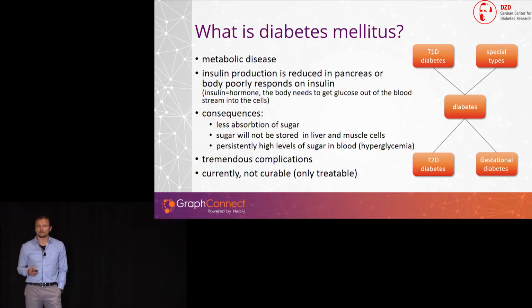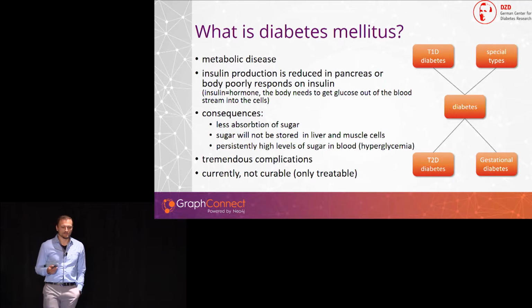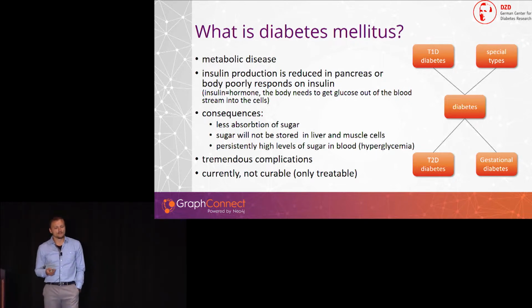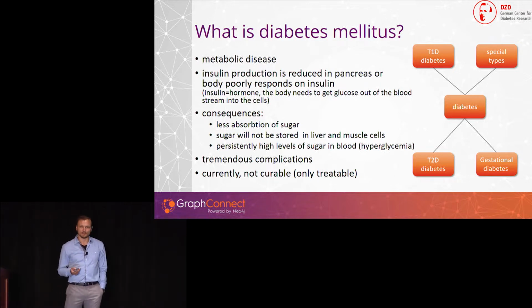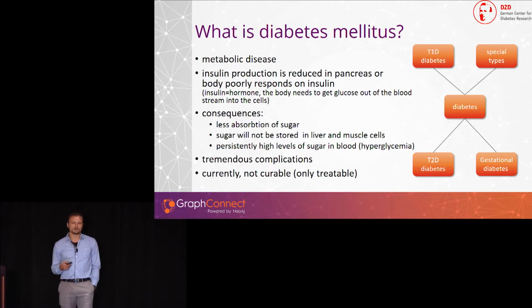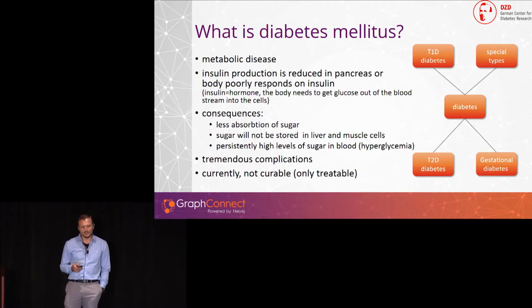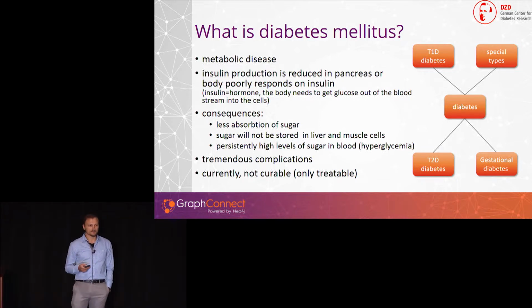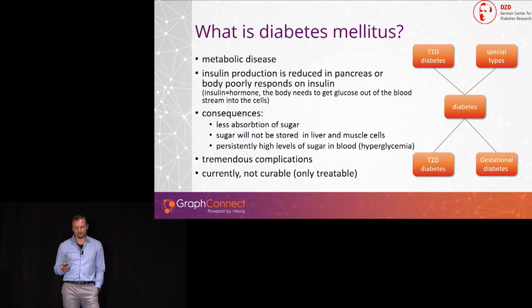So what is diabetes? Diabetes is a metabolic disease where either insulin production in our pancreas is dramatically reduced, or the body responds poorly to insulin. Just to keep in mind, insulin is the hormone, a protein, that your body needs to get the sugar out of your bloodstream. The consequence is that this sugar is less absorbed into your muscle cells or liver cells. The sugar stays in the blood vessels, and this is called hyperglycemia, and it's not stored in the cells, as I said.